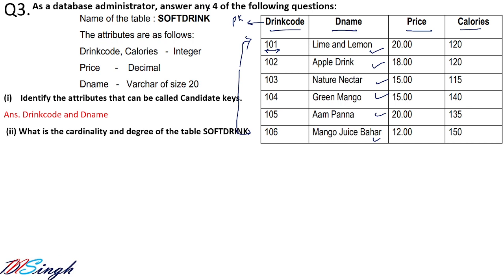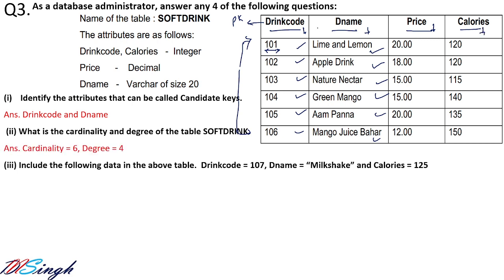Let us move. What is the cardinality and degree of the table soft drink? So cardinality is how much? 1, 2, 3, 4, 5, 6 data rows are there. So cardinality is 6. How many columns are there? 1, 2, 3 and 4. 4 columns are there. So cardinality is 6, degree is 4.